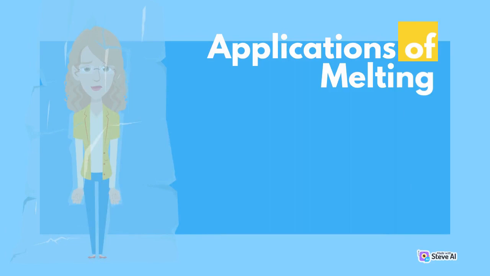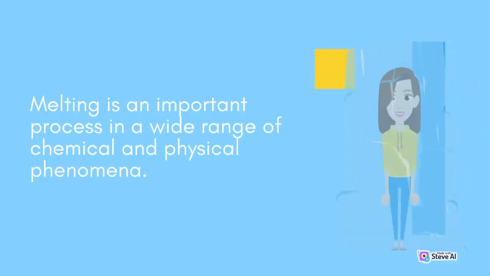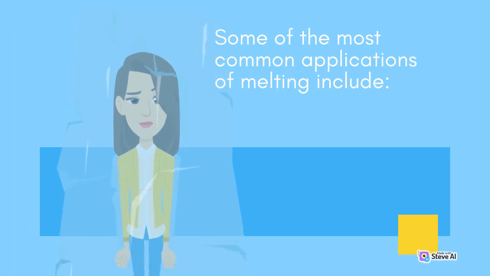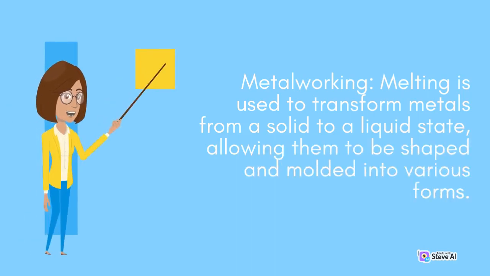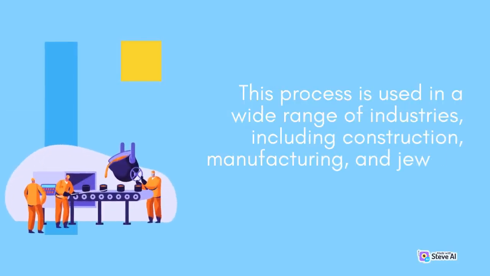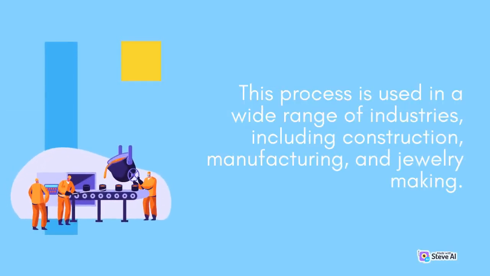Applications of melting. Melting is an important process in a wide range of chemical and physical phenomena. Some of the most common applications of melting include metalworking. Melting is used to transform metals from a solid to a liquid state, allowing them to be shaped and molded into various forms. This process is used in a wide range of industries, including construction, manufacturing, and jewelry making.